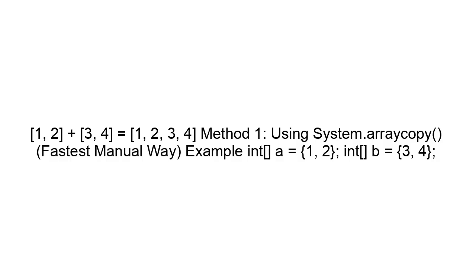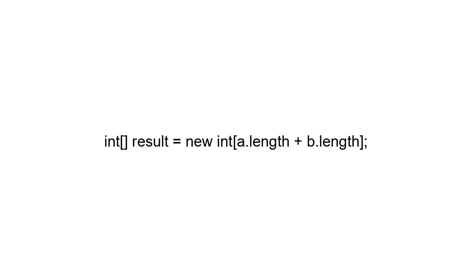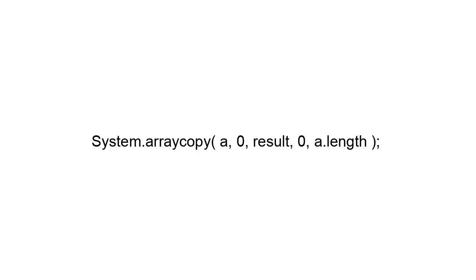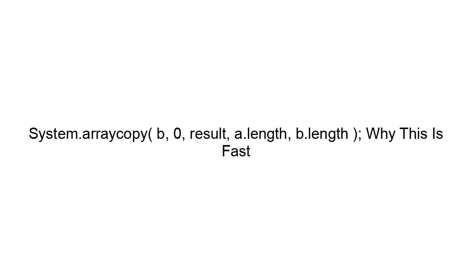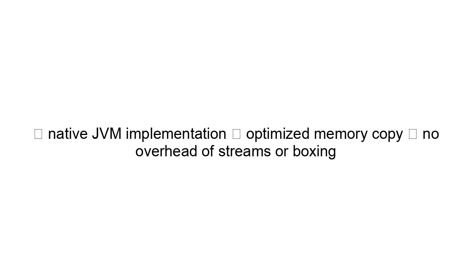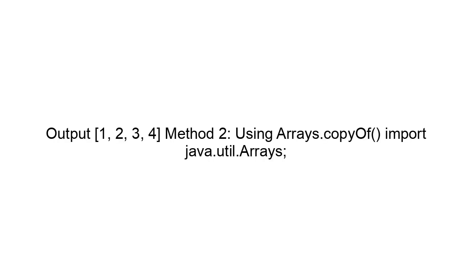Example: int[] a = {1, 2}; int[] b = {3, 4}; int[] result = new int[a.length + b.length]; System.arraycopy(a, 0, result, 0, a.length); System.arraycopy(b, 0, result, a.length, b.length). Why is this fast? Native JVM implementation. Optimized memory copy. No overhead of streams or boxing. Output: 1, 2, 3, 4.